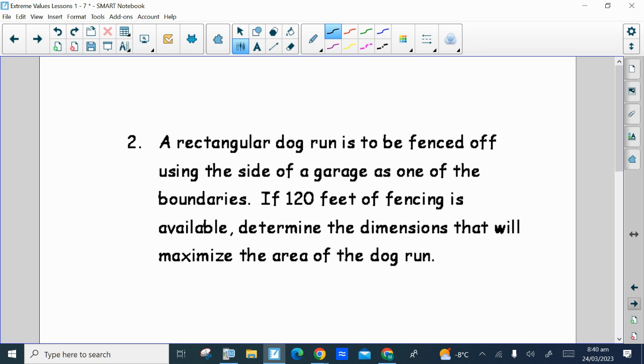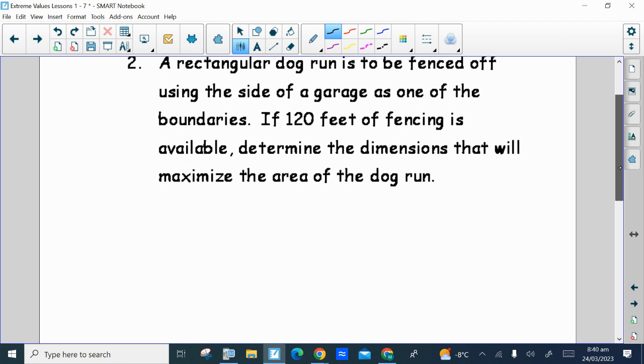Right? They've only got so much of this fencing to use, and obviously they want the largest possible area for the dog to run in. So we need to come up with an expression for area involving one variable only, and that's what we will differentiate because we want to maximize the area.